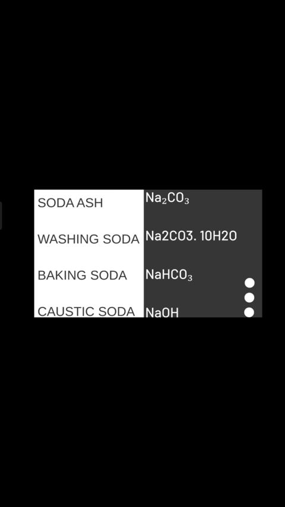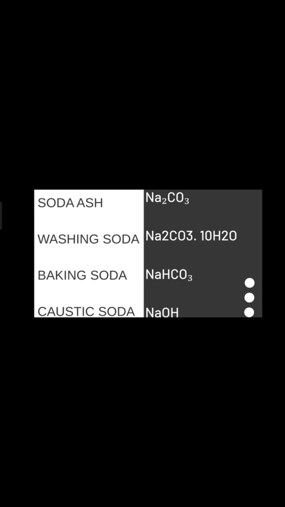The very first chemical is soda ash, also known as sodium carbonate. It is basically a chemical compound that exists in its various hydrates, for which we will study the Solvay process in this lecture. The second one is the washing soda.